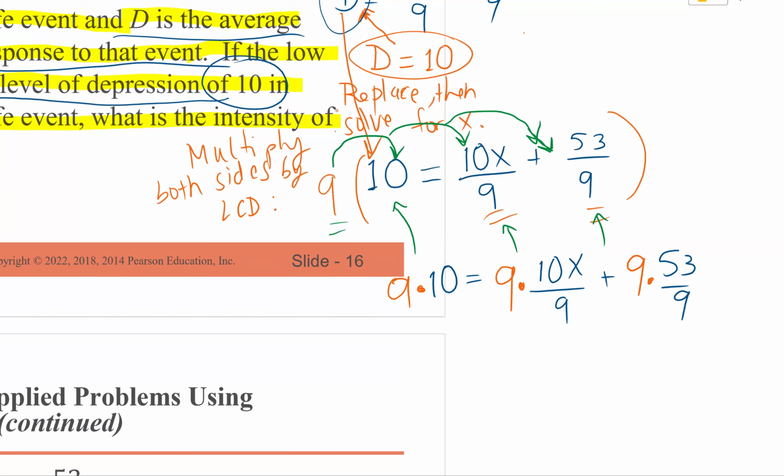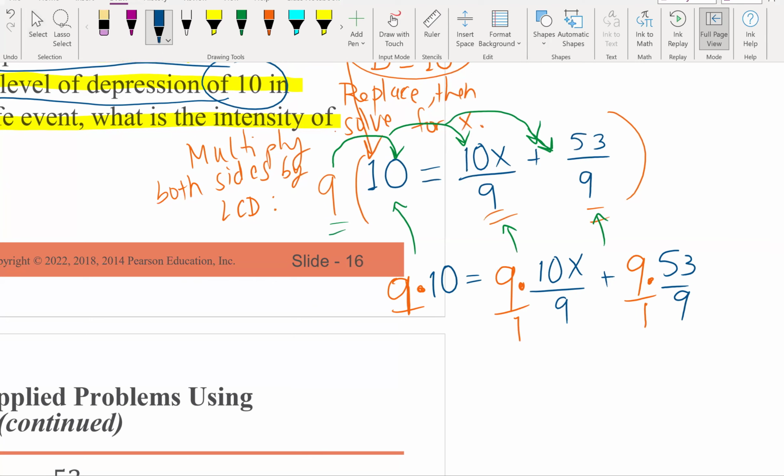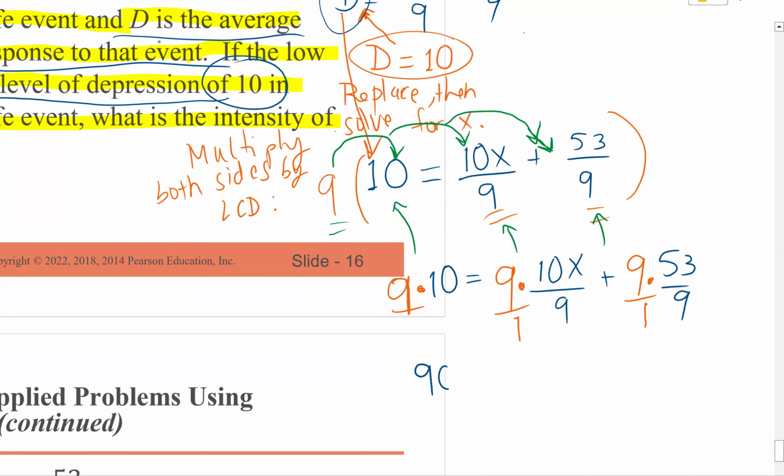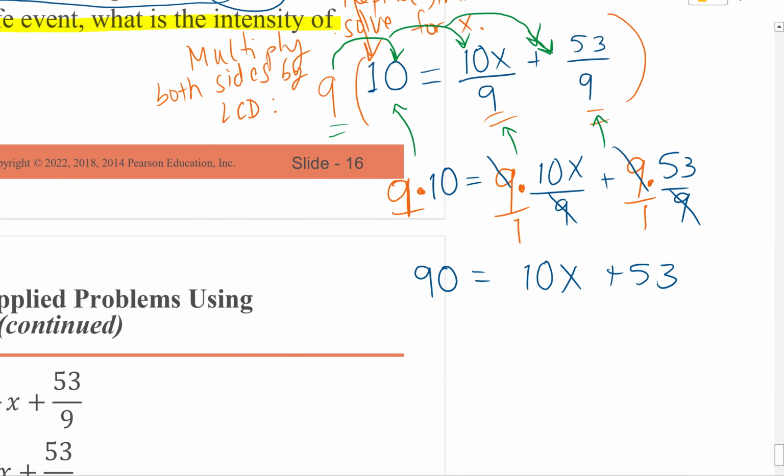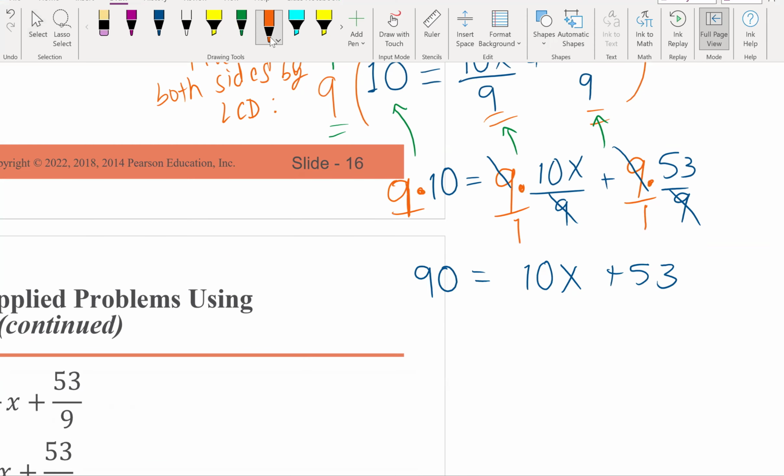And actually the very first 9, I don't need to put over 1. There is no fraction to contend with here, but for the second and the third one, I probably should. All right, the left side, just 9 times 10, that's 90. And then over here, the second fraction, 9 and 9 cancel each other, so I'm left with just 10x. And on the very rightmost fraction, the 9s cancel, leaving that 53. All right, this looks not so bad. Once the fractions are gone, I always think I must have done something wrong.